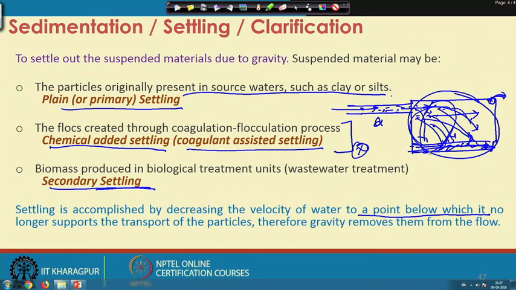So, the settling is essentially by the gravitational forces, because particles have their weight, and if their specific gravity is higher than the water, they will have gravitational force which is exceeding buoyancy forces, and as a result they will have a net velocity in the downward direction, which makes these particles settle. There might be lighter particles also coming in, which are lighter than the water.